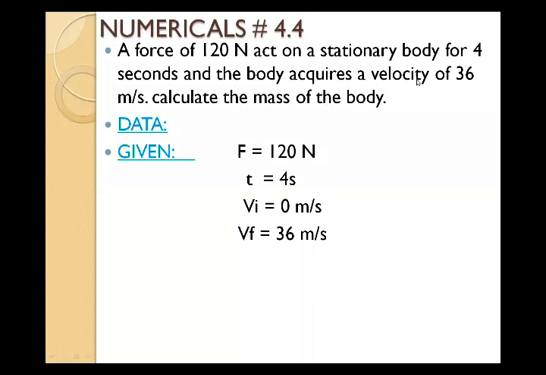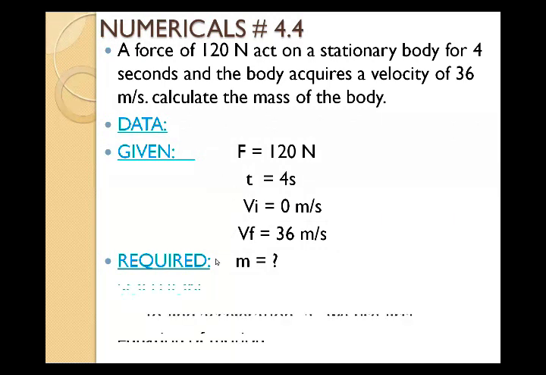And the body acquires a velocity of 36 meter per second. So this is the final velocity. Okay, so the initial velocity is 0 and the final velocity will become 36 meter per second. Now the required quantity is mass, because they have asked to calculate the mass of the body. So mass is what we have to find.